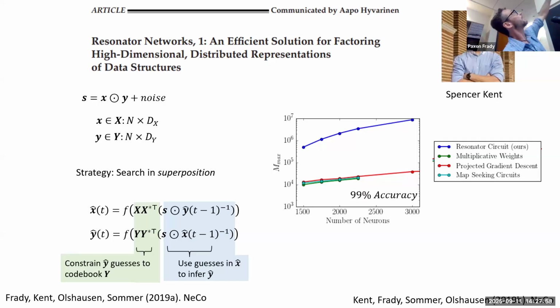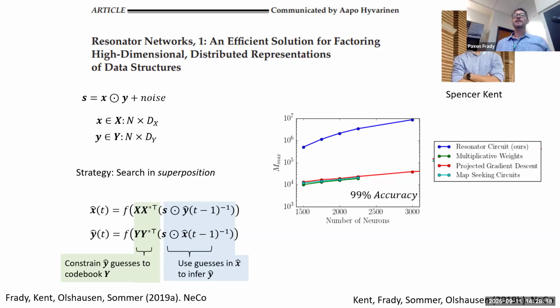So a simpler idea is like S equals X times Y. If we knew X, then it'd be easy to get Y. We can just unbind X from Y. But since we don't know X or Y, that's why it becomes a challenge. And so the result is what we call search and superposition.